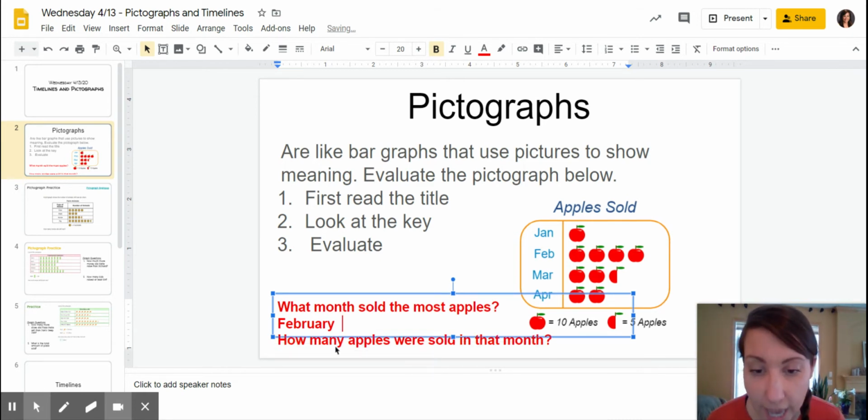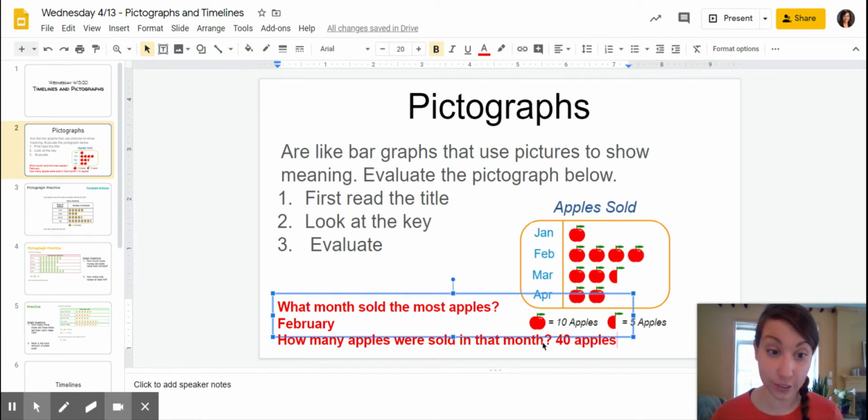Okay, the next question says, how many apples were sold that month? Ah, here we go. Well, good thing we counted it, huh? 40 apples. Question for you, listener. How many apples were sold in March? Hope you're looking at March. 10, 20, 25. Good job. Let's look at the next one.